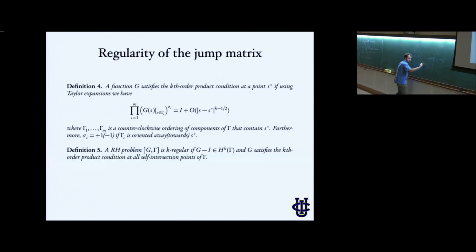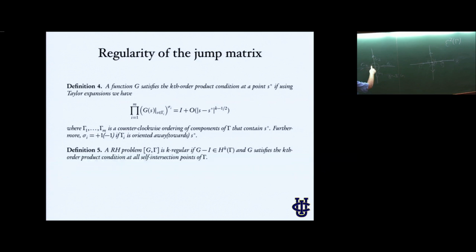And then as I jump over this one, I pick up a jump that, because of the orientation, will actually be G2 inverse. And then as I go over here, I'll pick up a jump that's G3. Now I go over here, I'll pick up something that's G4 inverse. So if I'm going to go around, have non-trivial monodromy, and get back to where I started with no branching behavior, I have to have some sort of multiplicative condition on the jump matrix at an intersection point.